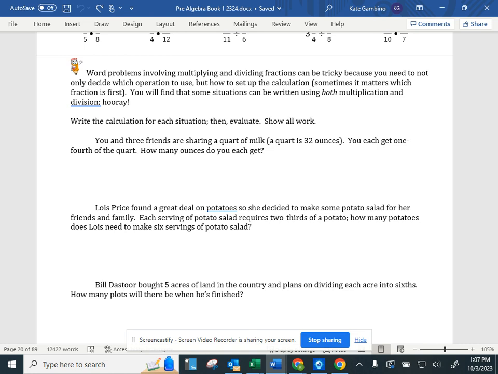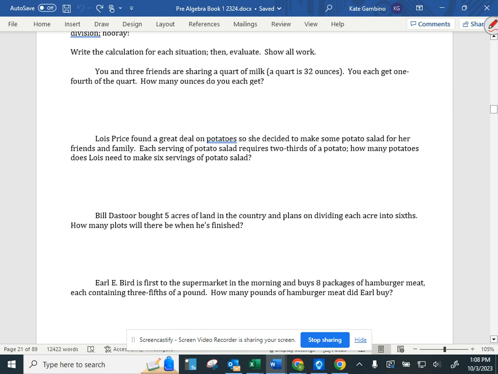If we are dividing, it most definitely matters which fraction comes first. You will find that some situations can be written using both multiplication and division, depending on how you set it up. So write the calculation for each situation. Write out what is the math you're going to do, then evaluate it. Keep in mind, key thing is to show your work. You don't just write an answer. Show your work.